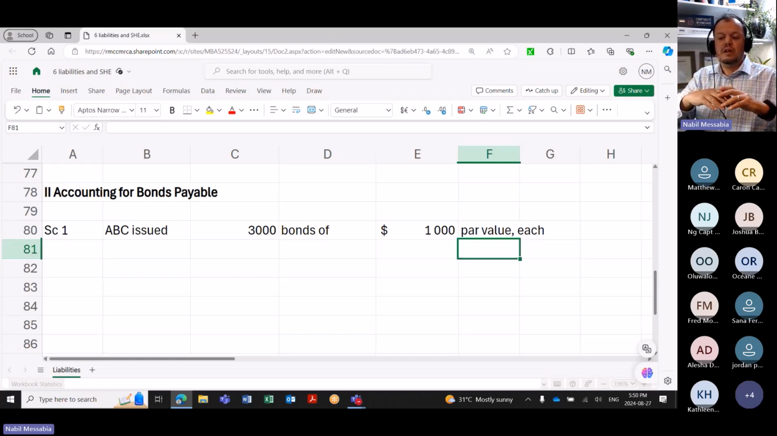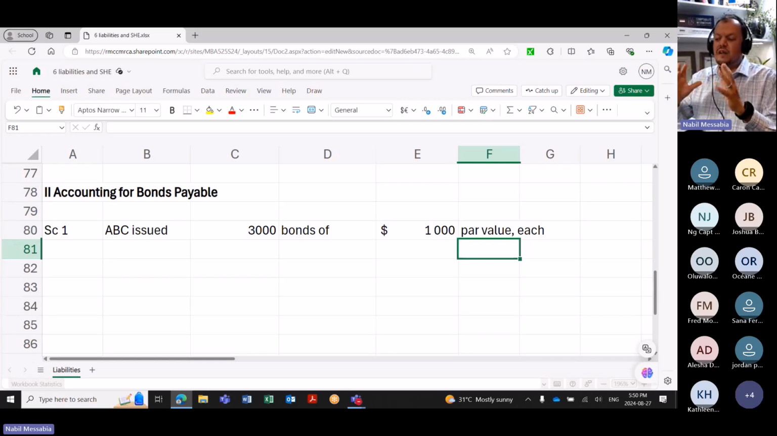It means to issue 3,000 bonds at a par value of 1,000. Maybe the market is willing to pay only $900 for one bond. They may be willing to pay $1,100. But at the end of the day, I will pay back at the maturity day $1,000 per bond. This is how it works.